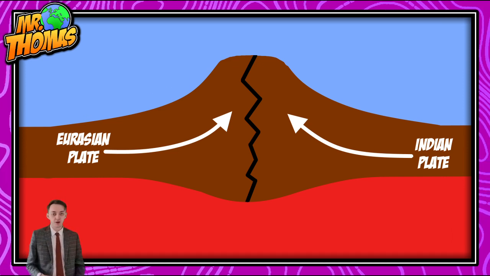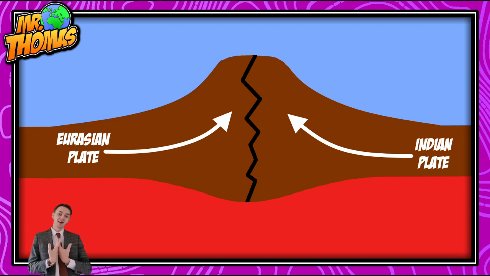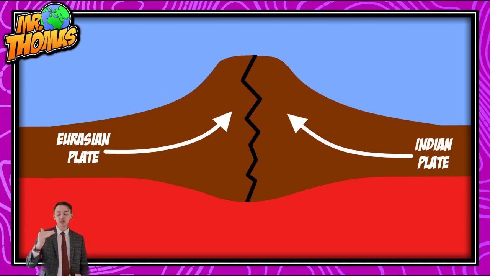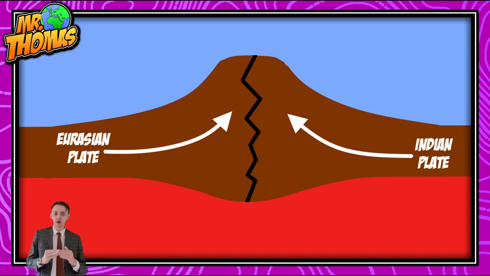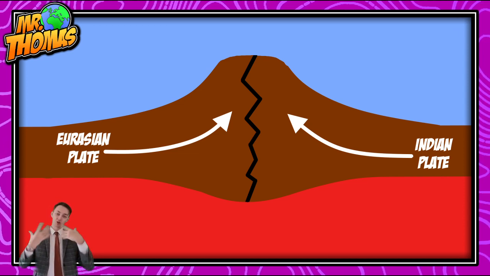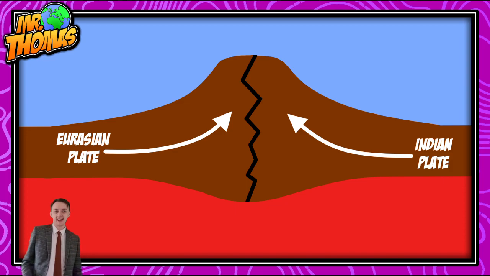A really good example of a collision plate margin is found at the Himalayas, which is where the Eurasian plate and the Indian plate collide with one another, and they push upwards, creating a chain of fold mountains, aka the Himalayas. Fun fact about the Himalayas: as it's formed through the process of fold mountains, two tectonic plates push against each other, the fold mountains form, and they grow each year, which means that Mount Everest, technically the tallest mountain on Earth, grows by roughly 2 centimeters each year.